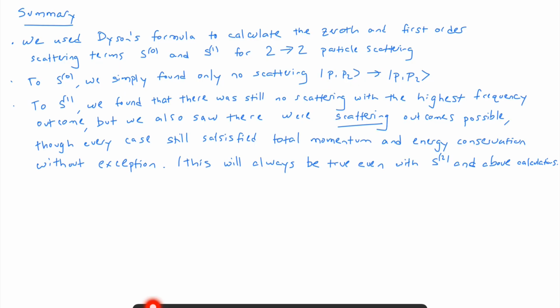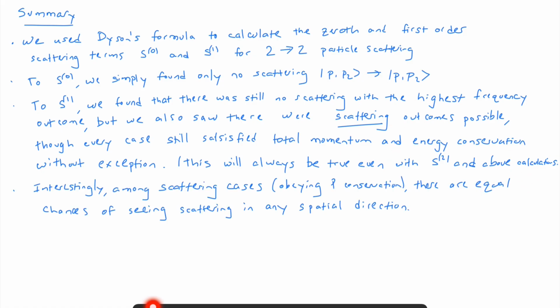But once we added another term to make the results more accurate to first order, this is what we found, that there was still no scattering with the highest frequency. But we also saw there were some incidences of scattering noted in our experiment, though every case still satisfied total momentum and energy conservation without exception. And this will always be true even with S2 and above calculations. You'll always see that prediction from our theory, and that's what you see in real life. Interestingly, among scattering cases, there are equal chances of seeing scattering in any spatial direction.